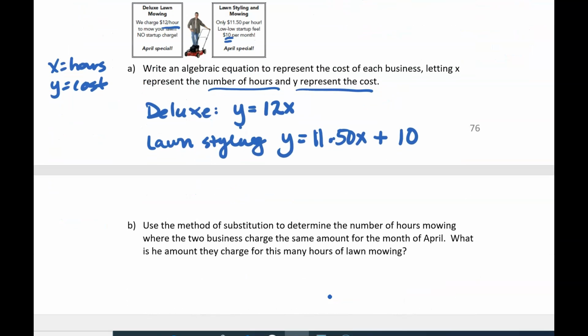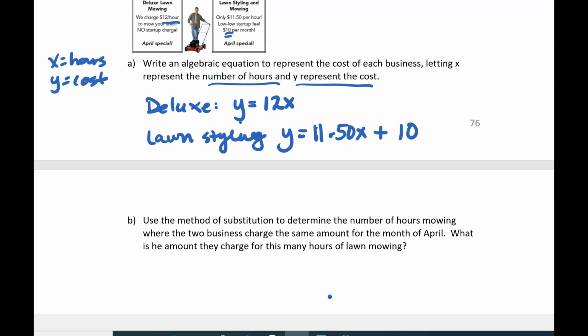So B says use the method of substitution to determine the number of hours mowing where the two businesses charge the same amount for the month of April. So we're only looking at 1 month. What is the amount they charge for this many hours of lawn mowing?